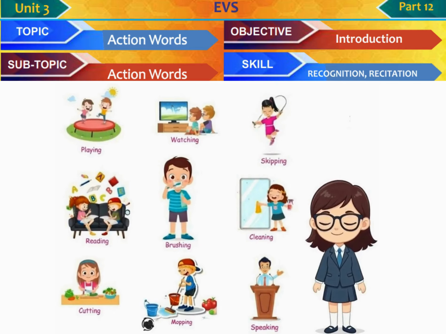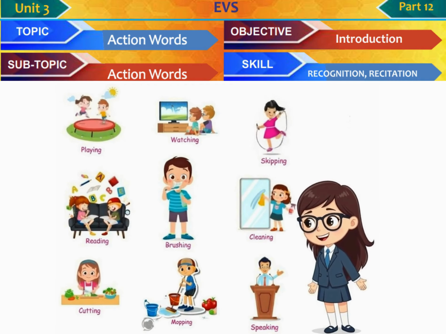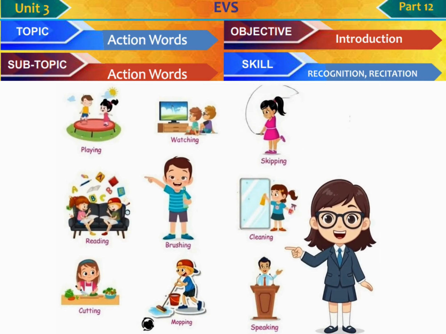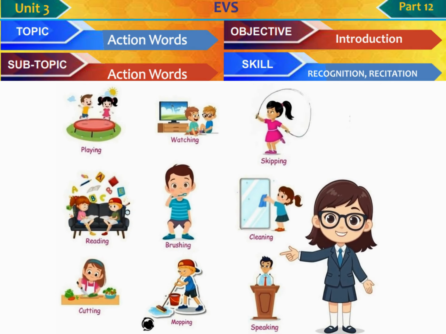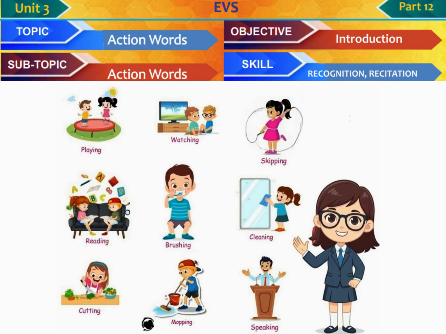Red light. Oh, what do I see? Everyone is doing something. This means they are doing some action. Look, the boy is playing. Some children are watching TV. That girl is skipping rope. They are reading, brushing, cleaning, cutting, mopping, and speaking.